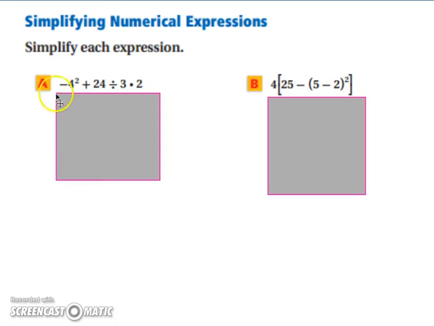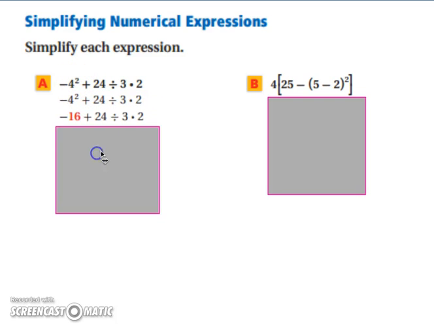So we have -4 squared plus 24 divided by 3 times 2. Do we have any parentheses or grouping symbols? No. So now we're moving to step 2. With step 2, we have exponents, and we do have an exponent here. We've got this -4 squared. So 4 squared is 16, and we keep the negative off to the side.